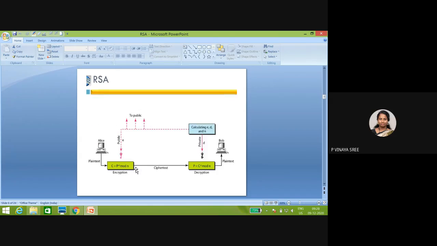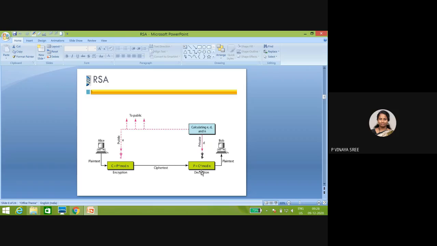Concentrate. Next, see here, this is a diagram. Using this you can understand very easily. Alice and Bob: Alice wants to encrypt a message using RSA. Here we are using encryption and decryption for confidentiality. I want to provide confidentiality using the RSA algorithm. But in public key cryptography you have three uses: first one is encryption and decryption, second one is digital signatures, and the last one is providing key exchange.